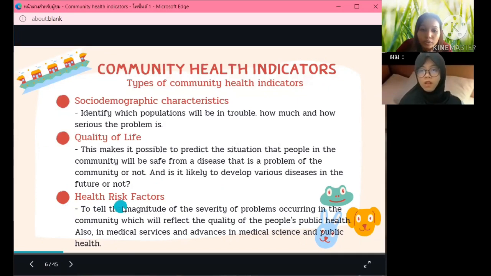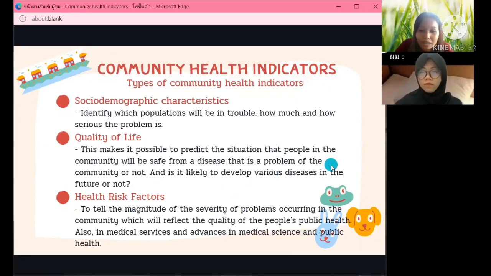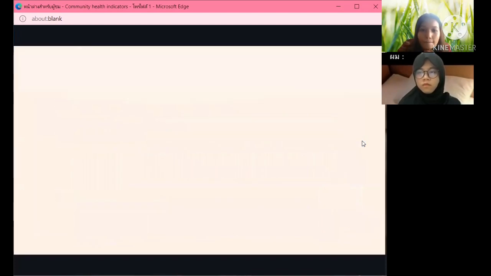And the last one, health risk factor, to tell the magnitude of the severity of the problem occurring in the community, which will reflect the quality of the people's public health. Also, in the medical service and advances in medical science and public health.